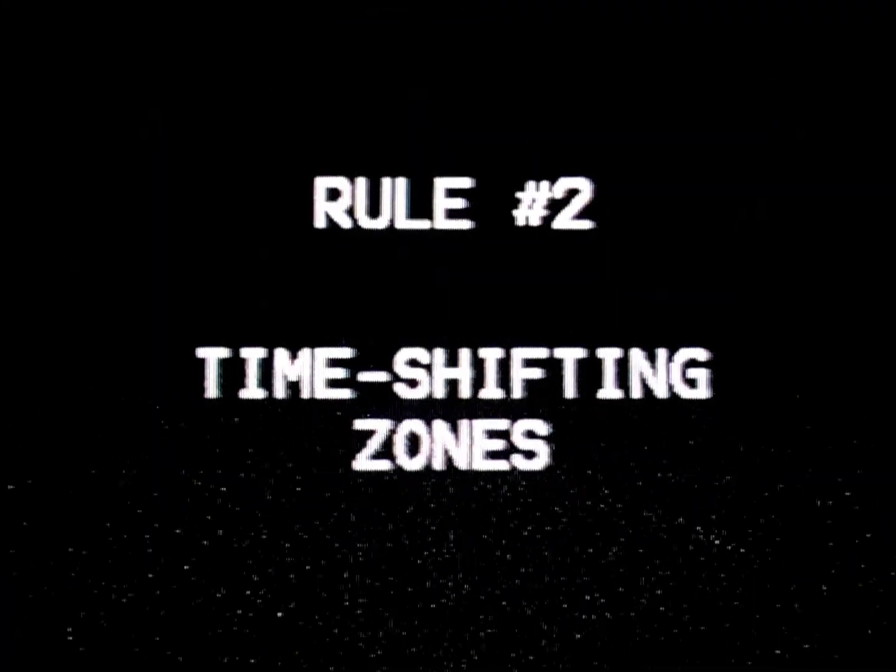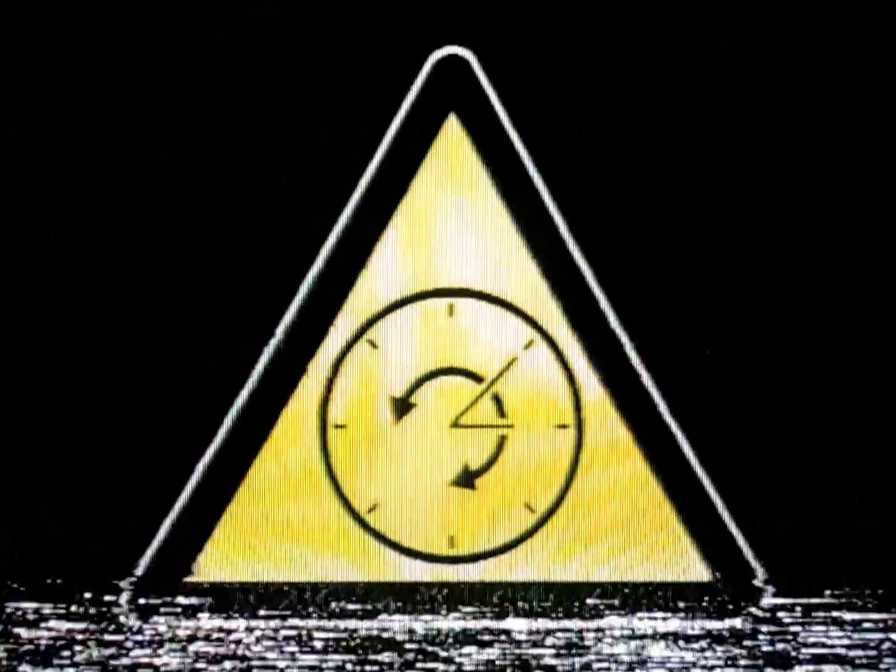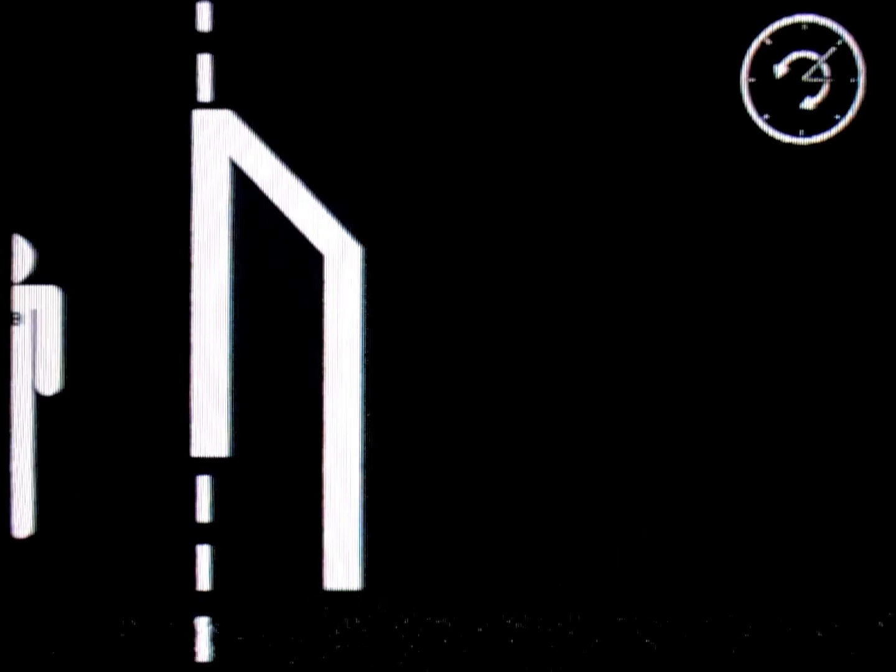Rule number 2. Time-shifting zones. Be aware of the temporal flux within zones designated by the time-shifting zone sign. Here, the fabric of time itself is malleable, subject to unpredictable shifts. Objects and entities may exist simultaneously across different eras, creating a dynamic and potentially hazardous environment. Follow protocol, stay on designated paths, and refrain from altering the state of any temporal anomalies you may encounter.